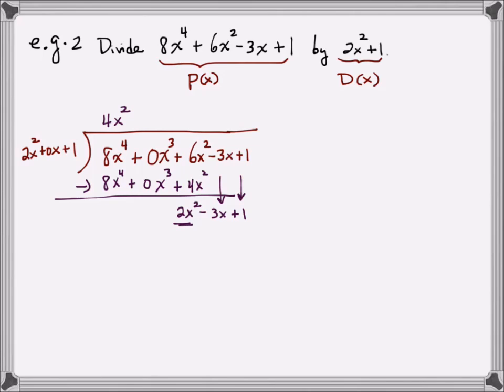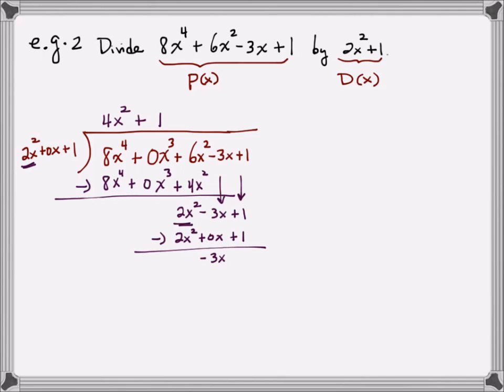I then take my leading term in the new dividend, divided by the leading term in the divisor, and that is simply just going to be 1. Take the 1, distribute it in, and that's basically just copying every single term from the divisor. And now subtract those two polynomials. The 2x squared is cancelled. I get negative 3x, and no more constant term.